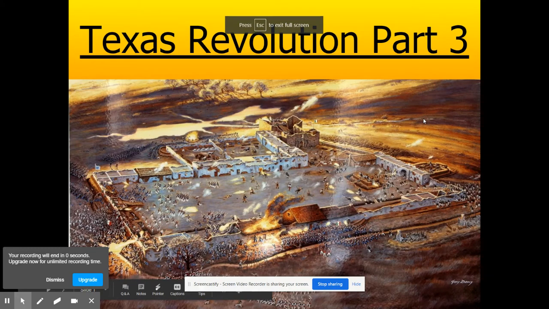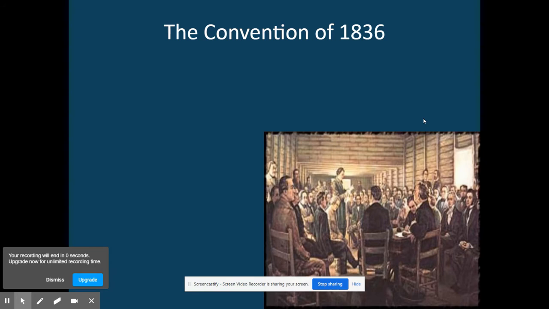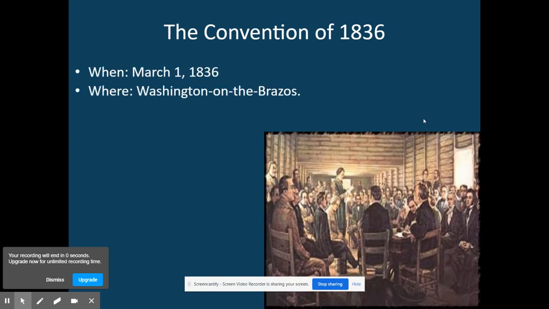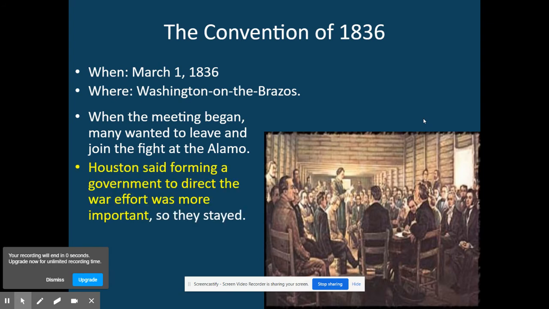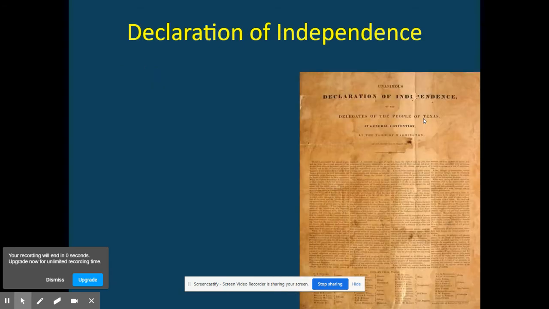Today we're studying the Texas Revolution, Part 3. The Convention of 1836. When? March 1st, 1836. Where? Washington on the Brazos. When the meeting began, many wanted to leave and join the fight at the Alamo. However, Houston said forming a government to direct the war effort was more important, so they stayed.